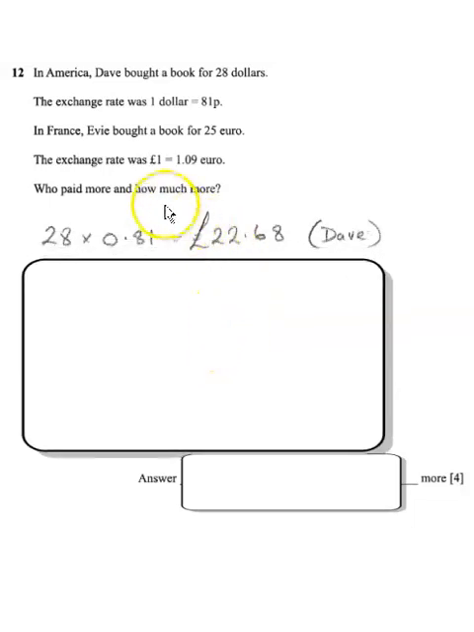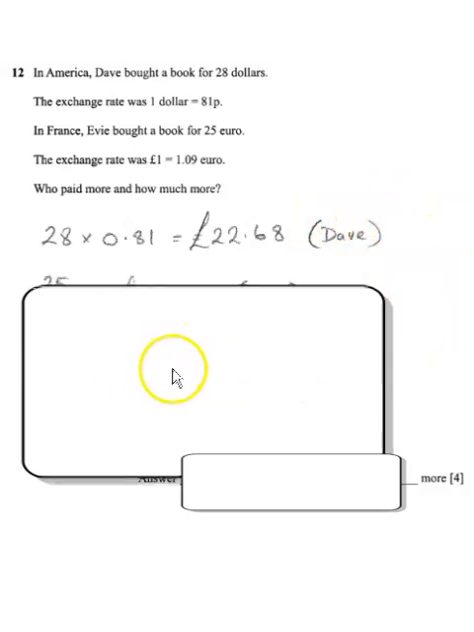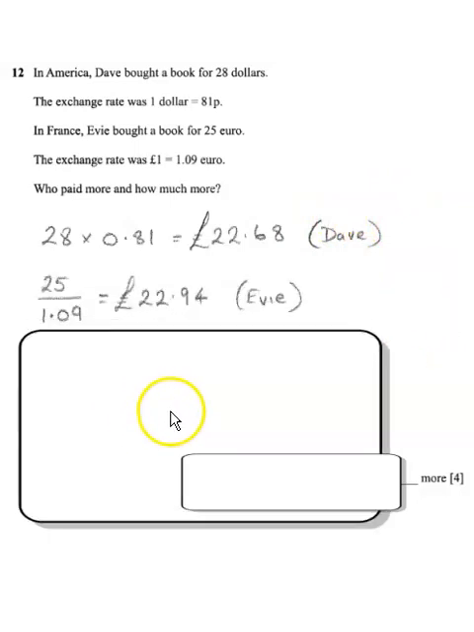You can see this one here, it says $28 and the exchange rate is for every dollar it's 81 pence. So we just multiply 28 times 0.81, so that's your 81 pence changed to pounds. If we multiply that, we get £22.68. So Dave has £22.68. Then we look at Evie, and we can see it's 25 divided by 1.09.